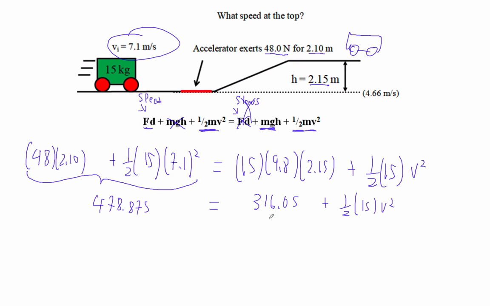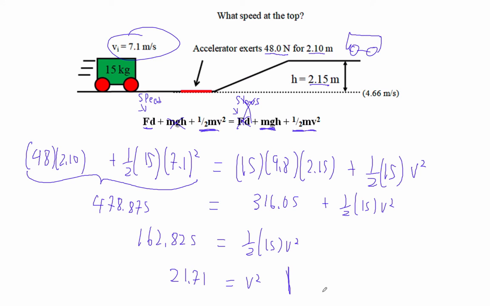So 478 minus 316, and I get 162.825. And that's 1/2 15v squared. All right, so I'm going to take this guy, multiply by 2, divide by 15. And that's v squared. So 21.71 is v squared.